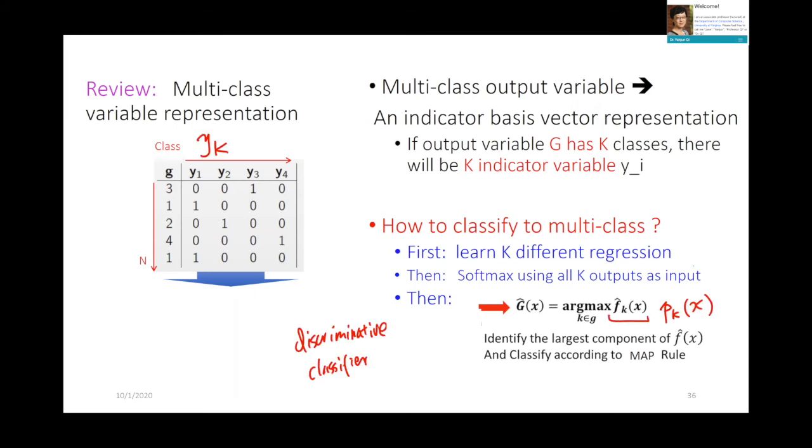So this is essentially a discriminative classifier, and f_k(x) hat is essentially the probability for that specific class k. What is that conditional probability? More clearly, it is P(y = k | x). That's exactly the conditional probability necessary for the MAP rule to be used.